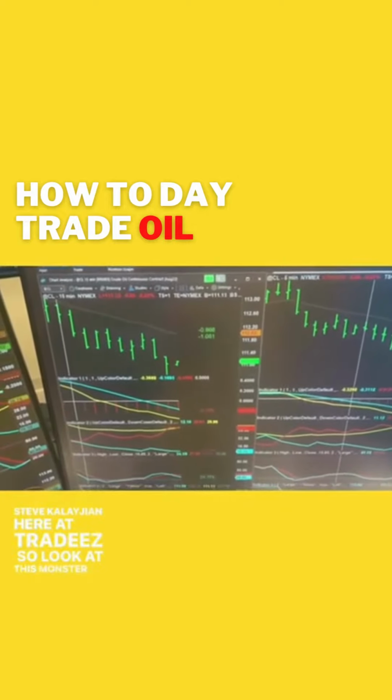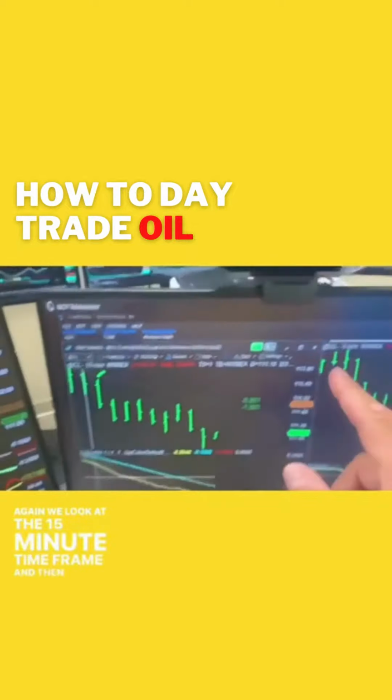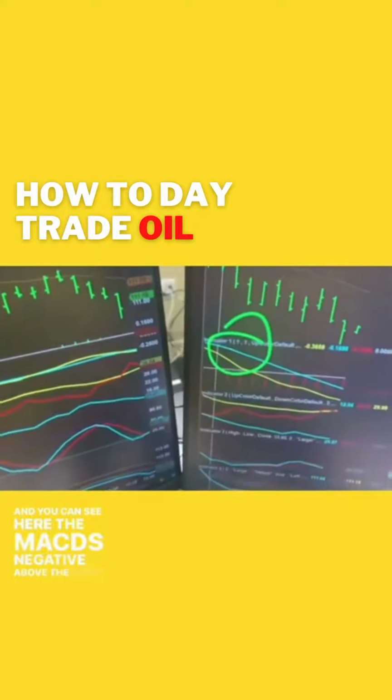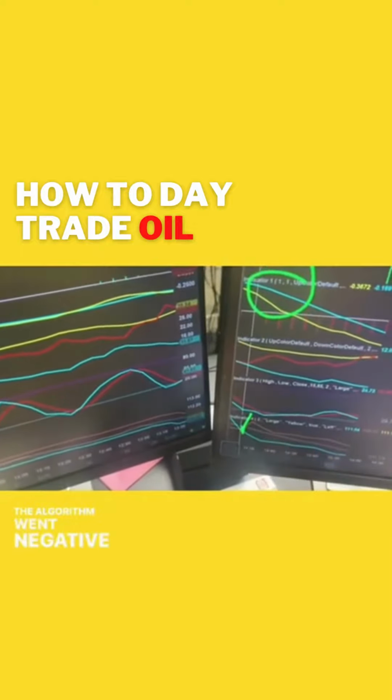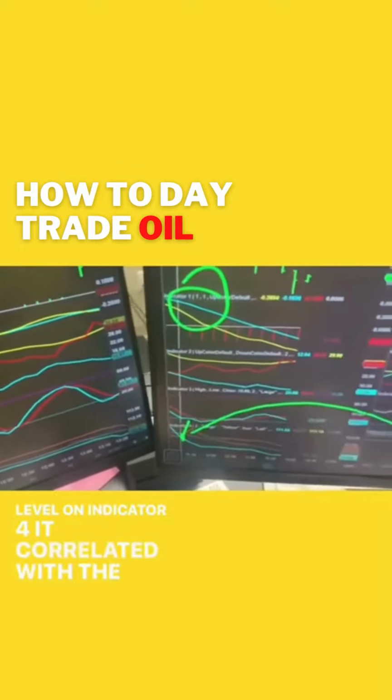So look at this monster sell reversal here in oil. Again, we look at the 15-minute time frame and then the 5-minute time frame. And you can see here the MACD is negative above the pivot. The algorithm went negative around the 10-15 level on indicator 4. It correlated with the 5.